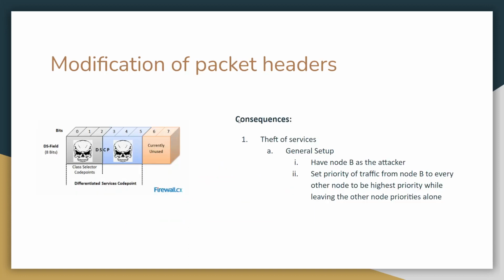For our second attack, we have modification of packet headers, which focuses only on changing the packet headers of the attacker traffic. And the consequences of this one involve just a simple theft of services, and its setup is fairly simple too. We have node B as the attacker, and we'd set the priority of traffic from node B to every other node in the network to be highest priority while not touching the priorities of other nodes.